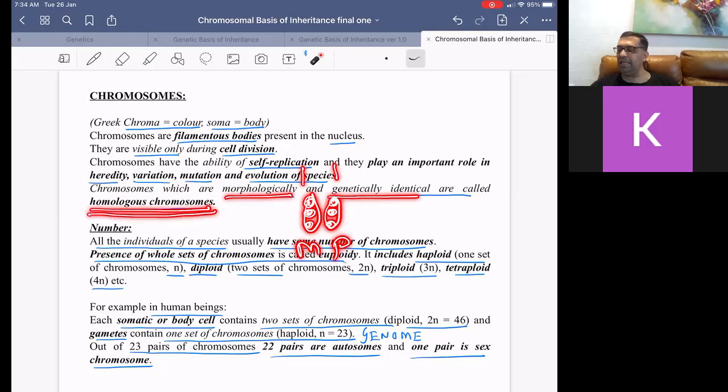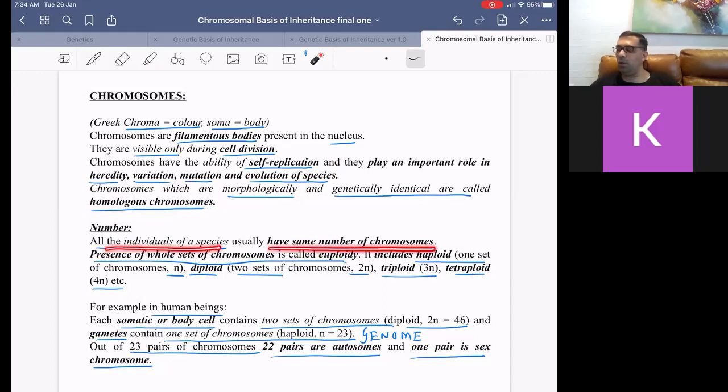What are these chromosomes called as? Homologous chromosomes. All individuals of a species have the same number of chromosomes, and presence of whole sets of chromosomes is called euploidy. Presence of a set of chromosomes is called euploid. It includes haploid, one set of chromosomes, n, as found in drones. Male honeybees have only one set of chromosomes. Diploid, two sets of chromosomes, 2n, as found in humans. We have two sets of chromosomes.